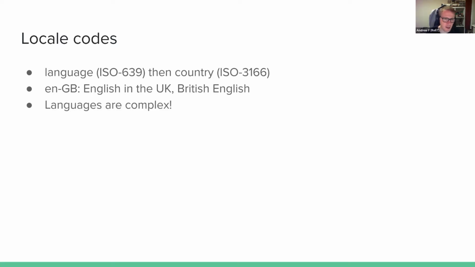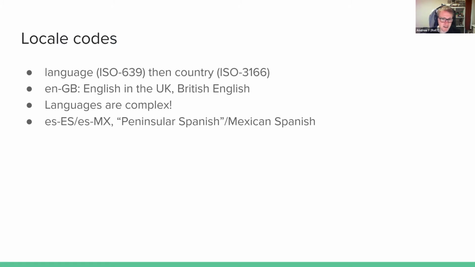Something that we're going to come back to a lot during this talk is that languages are complex. There's a lot of very subtle, complex points when you're dealing with different languages. And this is why we pay localizers, because they are specialists in this stuff. But for instance, when we're talking about locale codes, ES-CS is Peninsular Spanish, that is the Spanish that they speak in Spain, and ES-MX is Mexican Spanish.